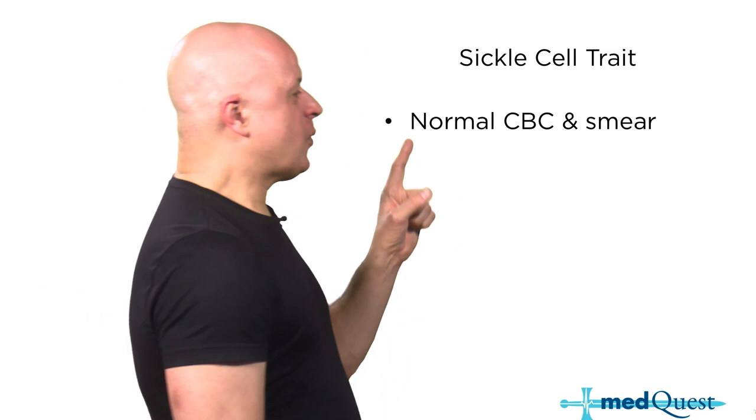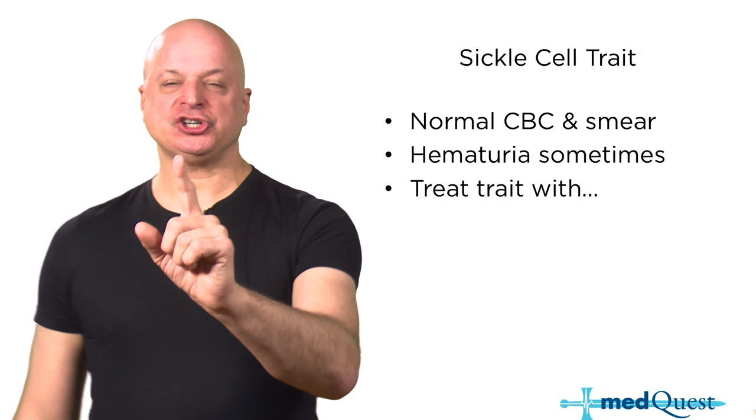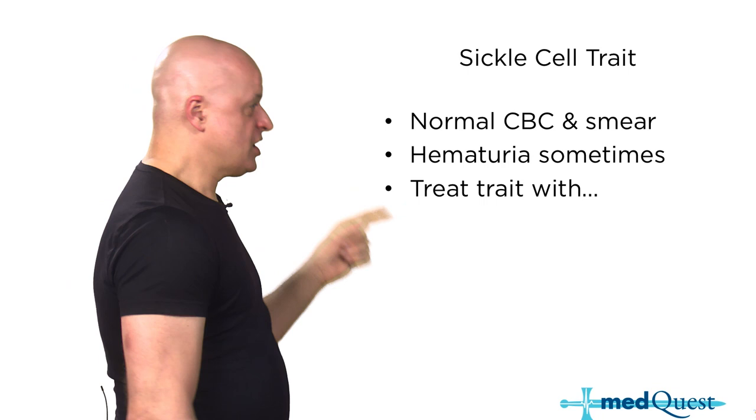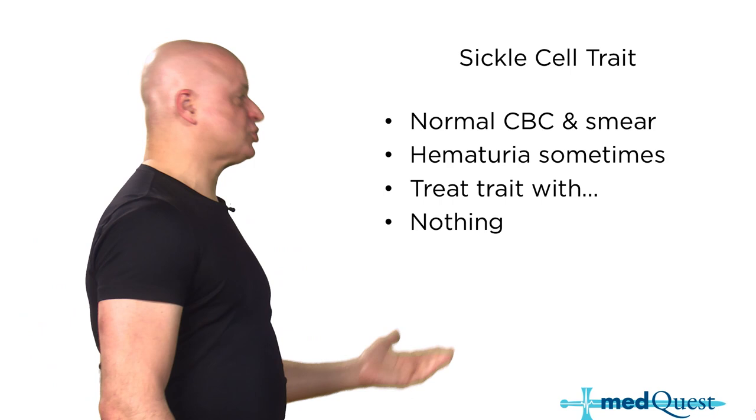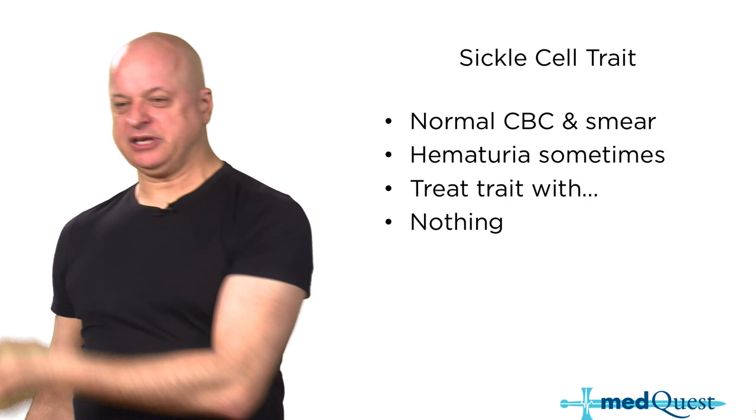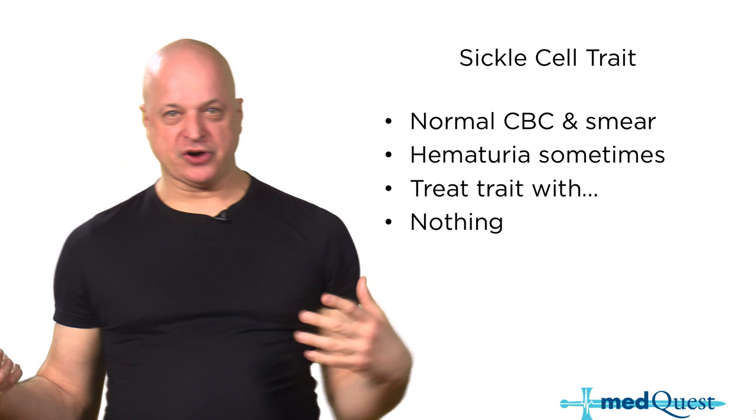So that means that the person with sickle cell trait will have a normal CBC and smear and hematuria, but they can't concentrate the urine, so they're susceptible to dehydration. The best treatment for trait is nothing, because there is no treatment for trait. Sickle cell trait, don't treat a trait. Thalassemia trait, don't treat a trait. Alpha trait, don't treat a trait. Beta trait, don't treat a trait. There's nothing to treat the trait except love. See you soon.